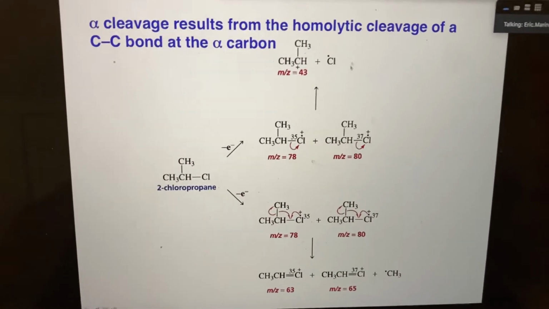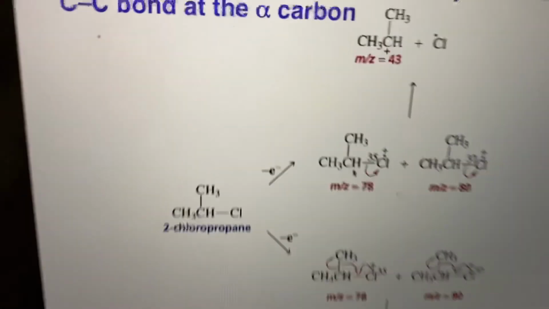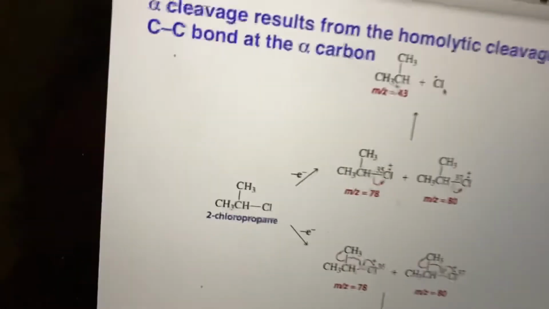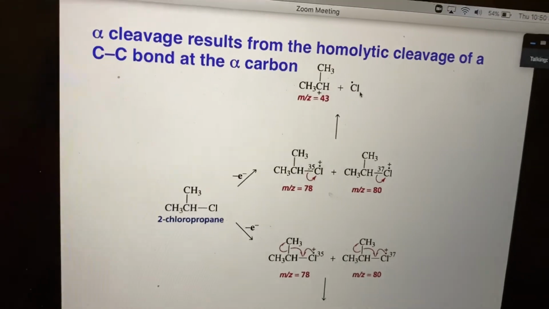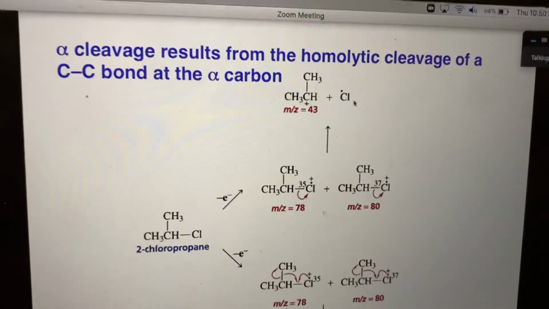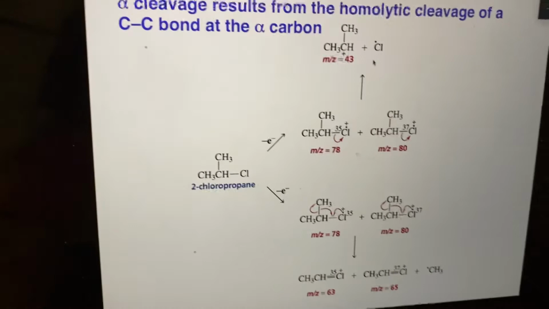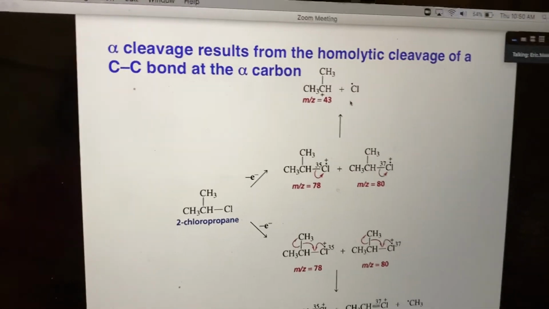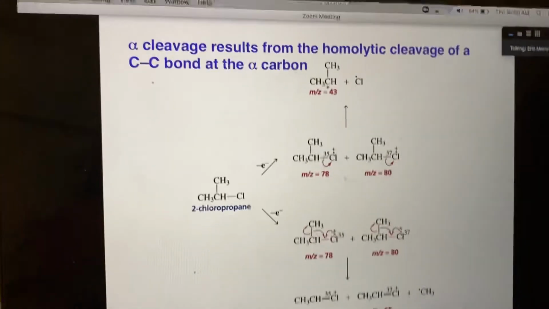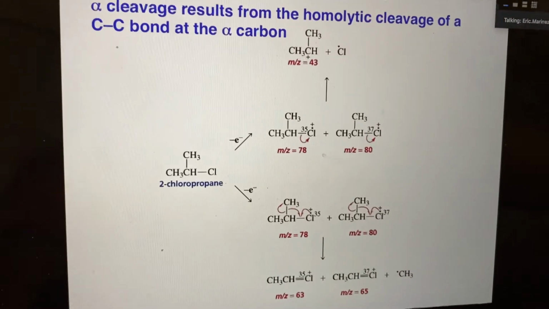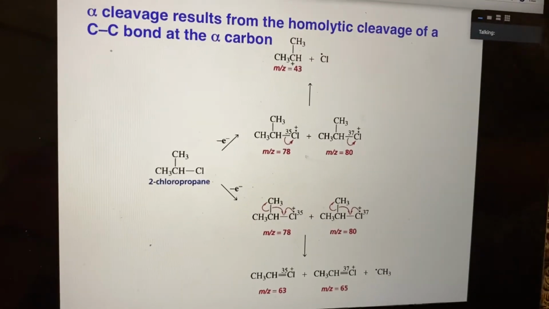Notice that we're going to see this, and I don't see chlorine dot. Because chlorine dot is neutral, I will not see a peak for that mass. Chlorine dot goes through the instrument undetected because we're detecting only ions that are positive.